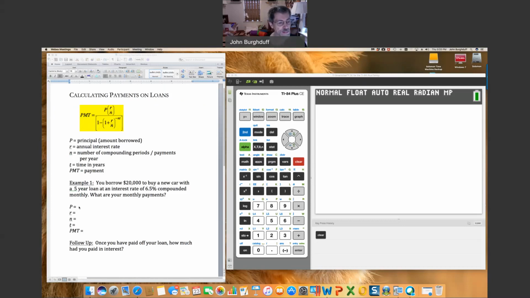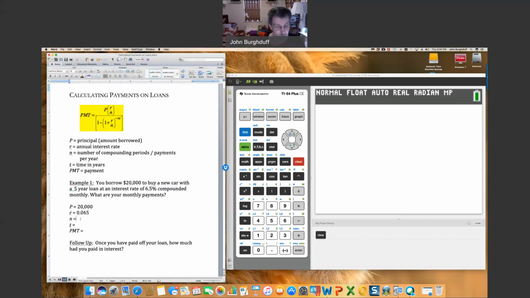So let's see what the values of all these variables are. First of all, P, that's the principal, the amount that you borrow, that's $20,000. R is the interest rate. That has to be converted to a decimal. So 6.5% is the same as 0.065.